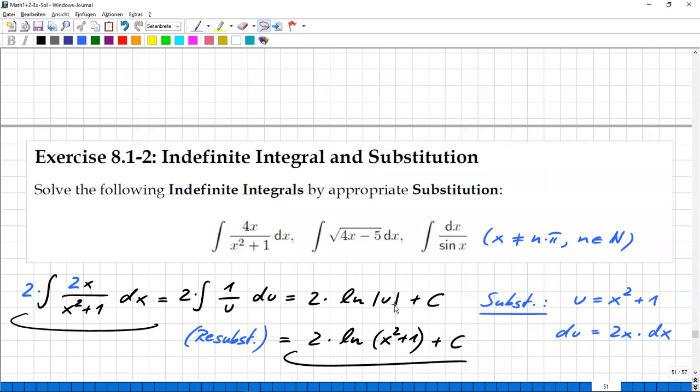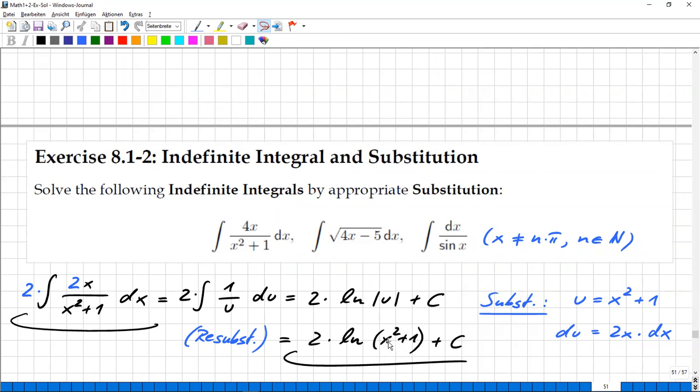But on the other hand, we have to perform a resubstitution. We should always resubstitute in the case of an indefinite integral. So that's what I do. I replace u by x squared plus 1 again, right? And then I find that this expression is always positive. It's even greater or equal than 1, as you see, due to the squaring procedure.